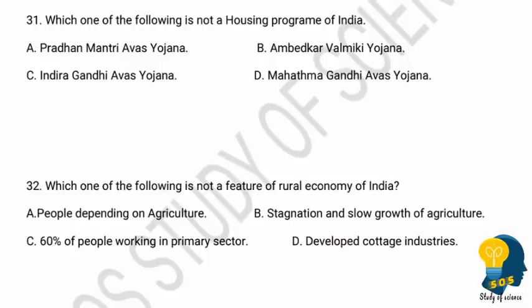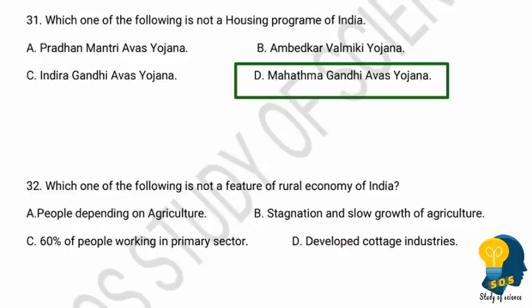Which one of the following is not a housing program of India? And the options are A. Pradhan Mantri Avas Yojana, B. Ambedkar Valmiki Yojana, C. Indira Gandhi Avas Yojana, D. Mahatma Gandhi Avas Yojana. And the right answer is D.